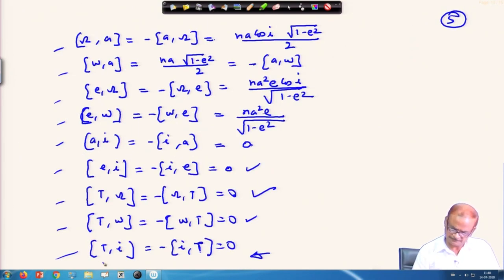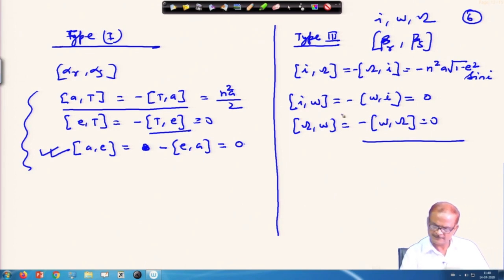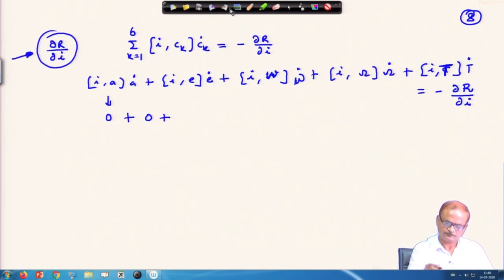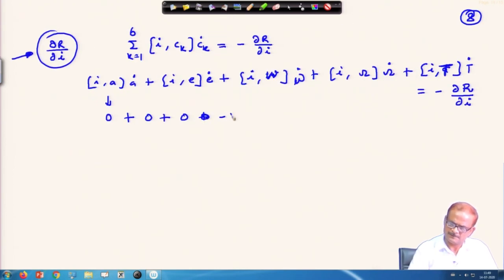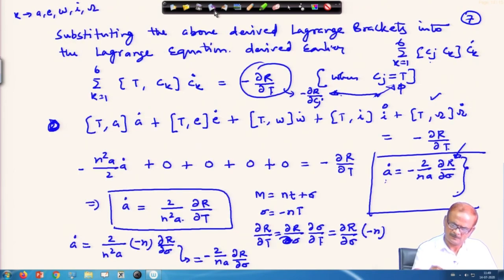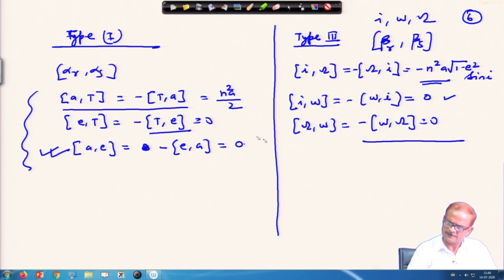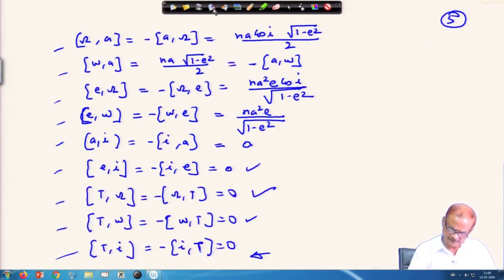The I omega term is in the same group, so we have to look somewhere else. I omega we have written here, this is also 0. I capital omega also comes here as minus n square a. Then this is minus n square a and square root of 1 minus e square sin I, then capital omega dot, and then the I t term. The I t term was in the first type, and I t is 0.